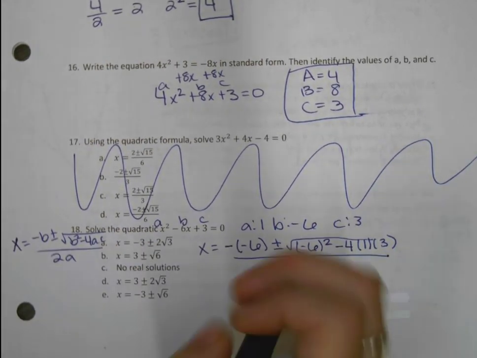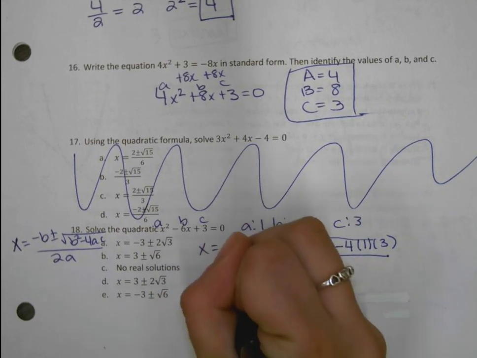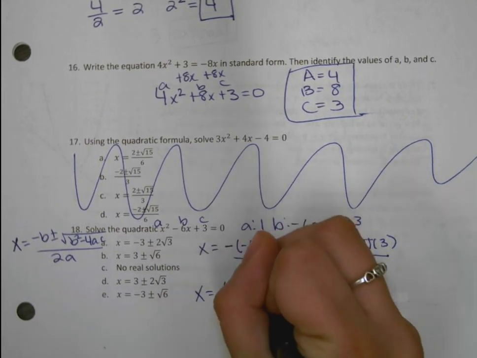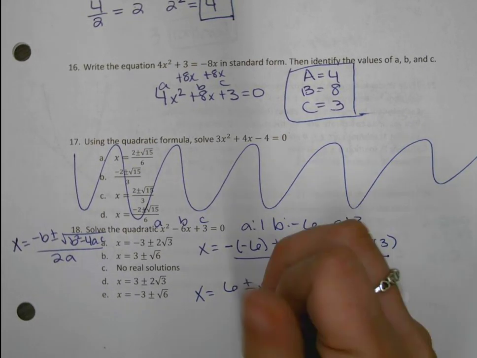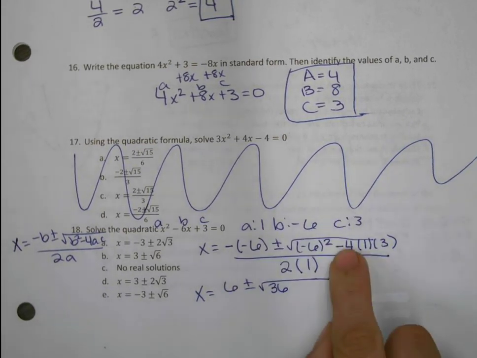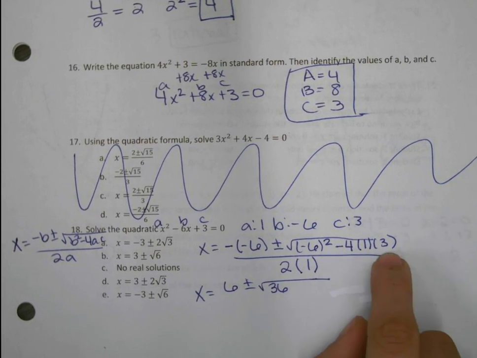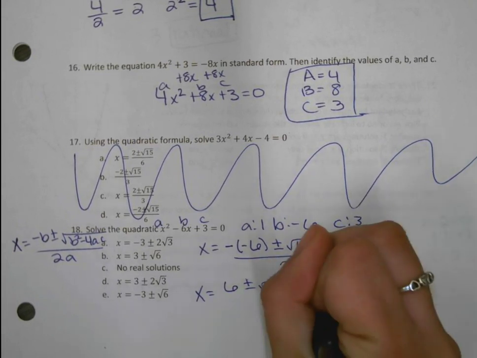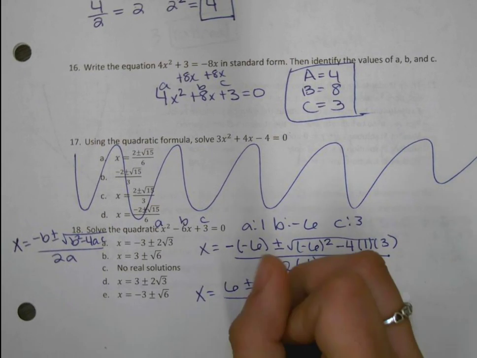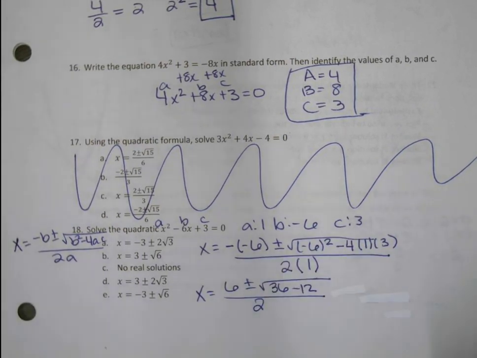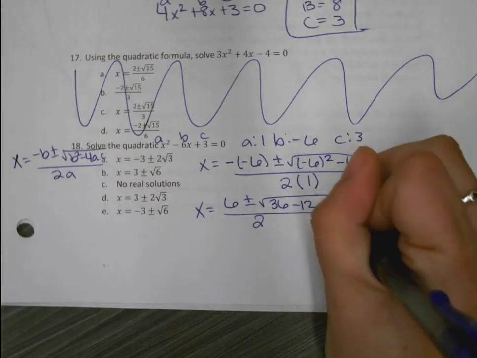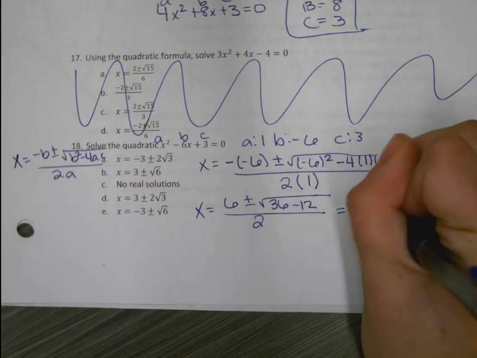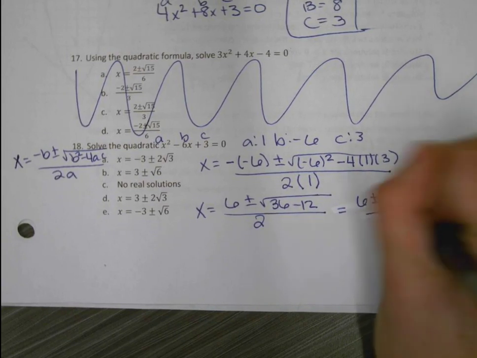And what I want to do from here is simplify. So I have negative 6, that turns into positive 6. Then I have plus or minus, that doesn't change. Negative 6 squared is the same thing as positive 6 squared, which is 6 times 6, which gives me 36. Negative 4 times 1 is negative 4. Negative 4 times 3 is negative 12. 2 times 1 is 2. Then what I want to do next is simplify the numbers inside the radical. So 36 minus 12 is 24.